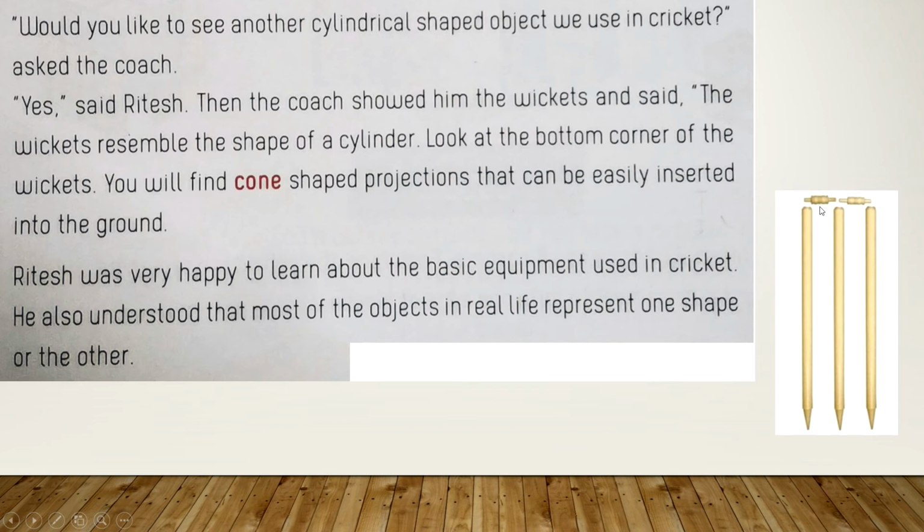So his coach told him this conical shape at the bottom allows the wickets to be inserted into the ground in an easier way. Okay, so these wickets can stick to the ground pretty hard, and only when the ball hits the stumps then the bails go off. So that way he also observed these wicket shapes, and finally he was very happy to see the basic equipment used in cricket, and also understood that most of the objects in real life represent one shape or the other.